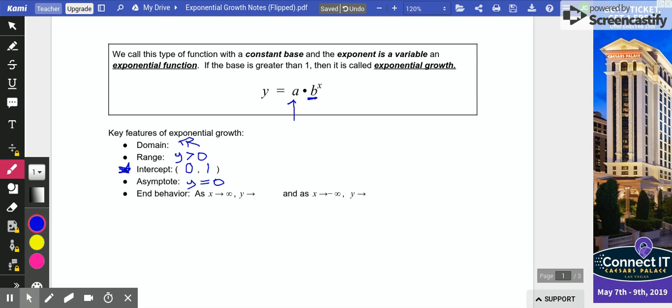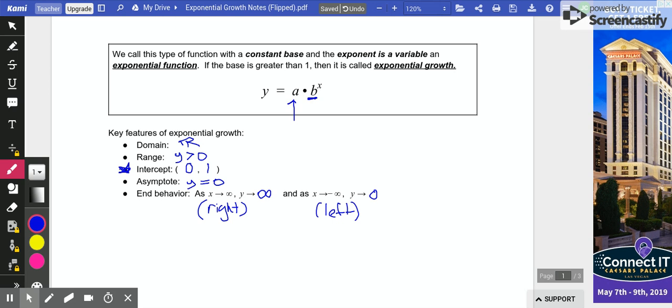And then end behavior. As x approaches infinity, so this is our right hand end behavior, on the right side of the graph, our y was going up towards infinity. As x approaches negative infinity, that's our left hand end behavior. Our y was flattening out and getting closer and closer to 0. But remember, it was not actually touching it.